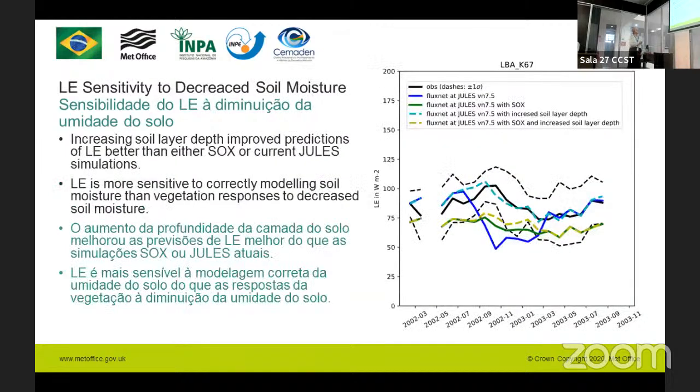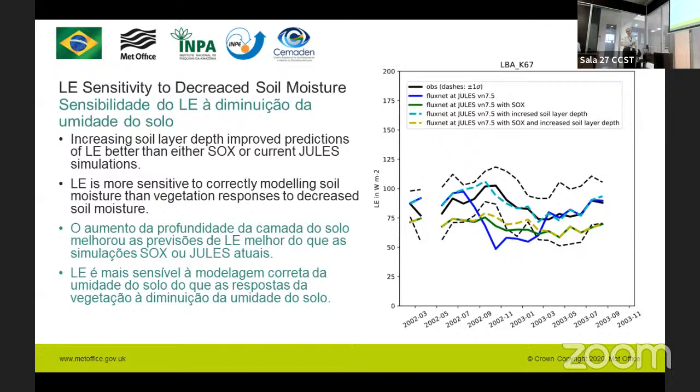And then this one is one of my more interesting slides for me, which was that when it came to the latent heat flux. It's a hard one for me to remember because it's not a simple acronym. When it came to the latent heat flux, just adding more water actually did better than SOX did. Now, at first I thought this might be that overall, LE was more susceptible to modelling the soil moisture better than it was to modelling the plant responses to it. That may be more specific to this site.